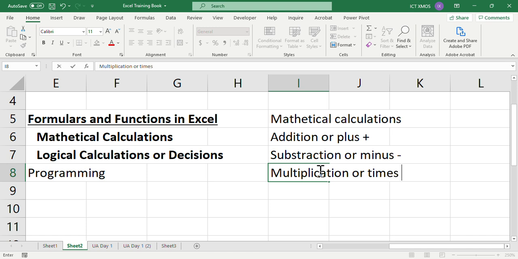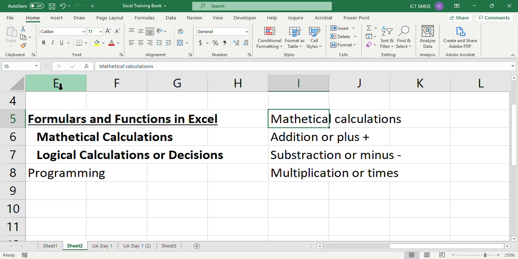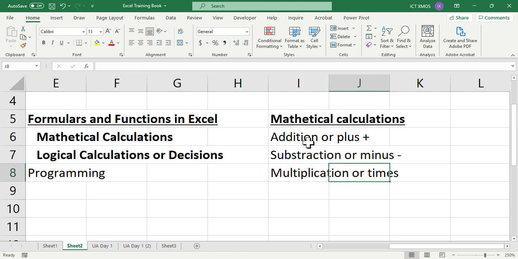What do we have under logic? Is it subtraction and minus? No. All of this is under mathematical. Yes, all these are under mathematical.